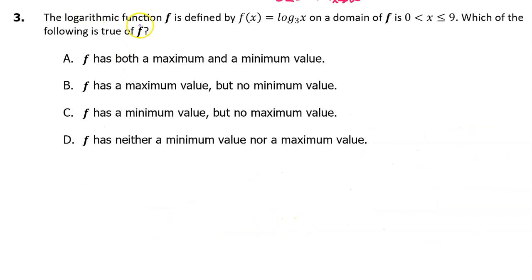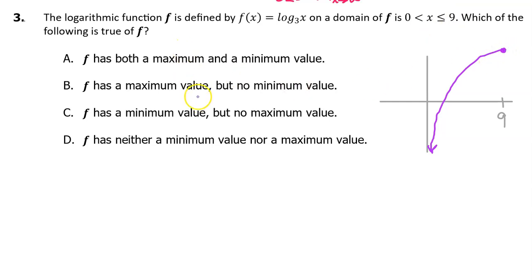Number 3, the logarithmic function f is defined by f of x equals log base 3 of x on the domain from 0 to 9. Which of the following is true of f? We see that the base of 3 is greater than 1. So we know the graph of this logarithmic function, if the domain were not limited, would look like this, and it would just go off forever. Because the domain is limited to between 0 and 9, I'm going to cap this off. We'll make this endpoint a closed circle because it says x is less than or equal to 9. So 9 is included in the domain.